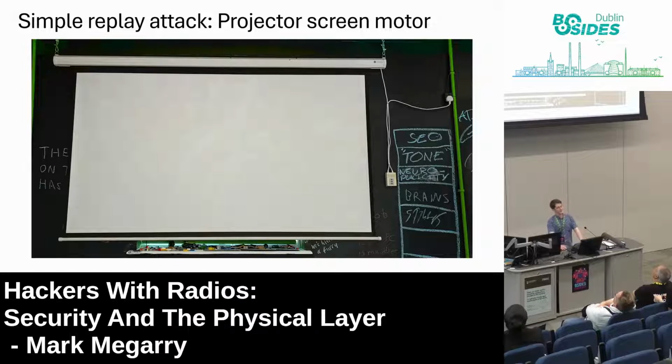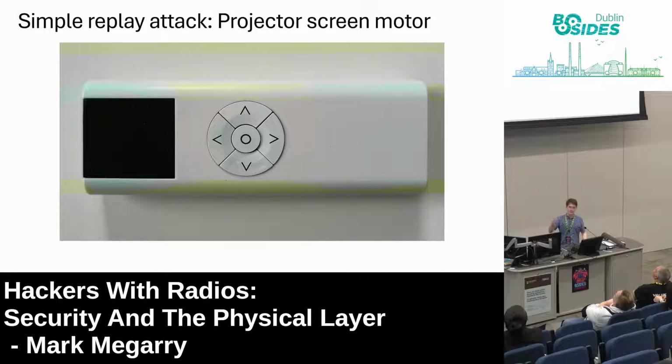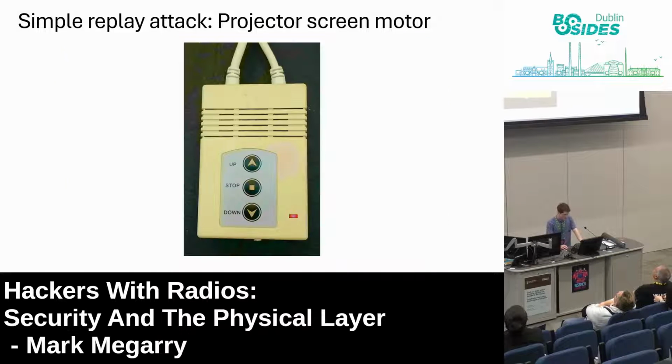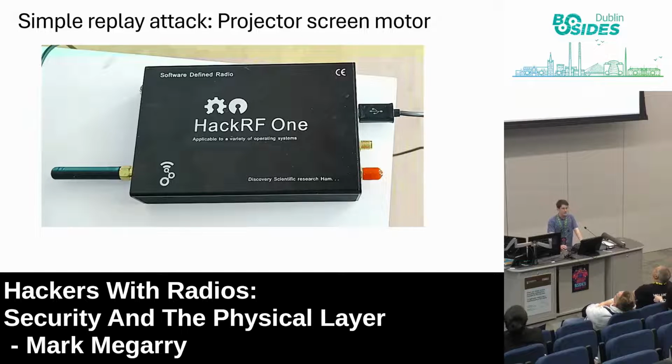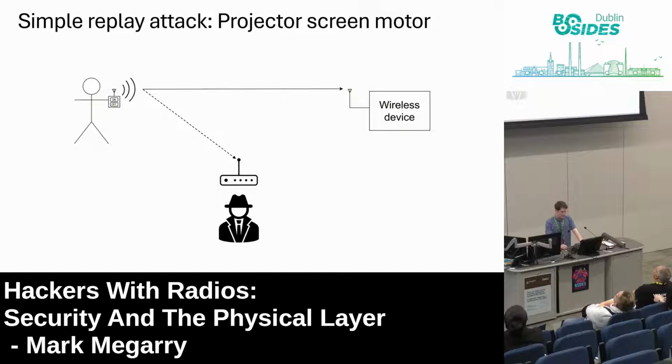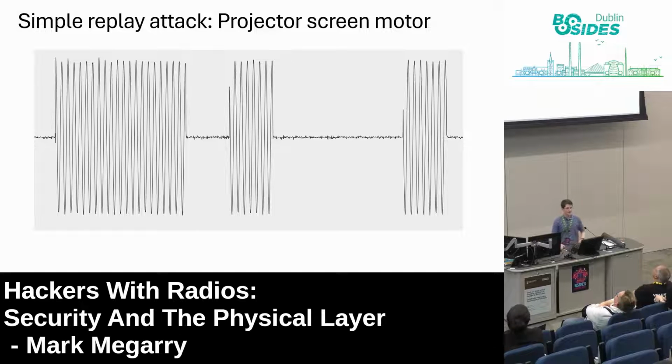But let's get on to an example of a replay attack. I was at Farset Labs, a hackerspace in Belfast, and I came across this projector screen motor. So you press up on the remote, it goes up, you press down, it goes down, pretty simple. I borrowed a friend's HackRF One, and I played the role of the attacker. I used a bit of software called Universal Radio Hacker to listen into the signal I received, and it looked something like this. And you might say, Mark, that's not data, that's a squiggle.